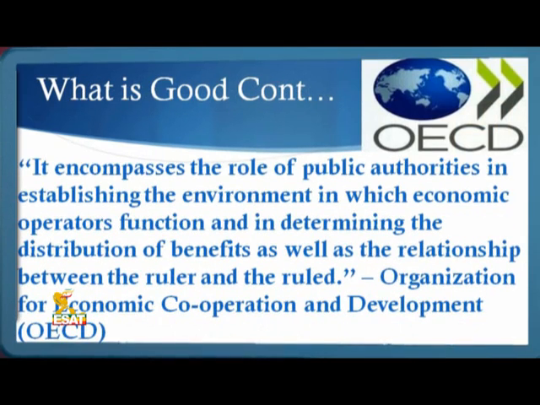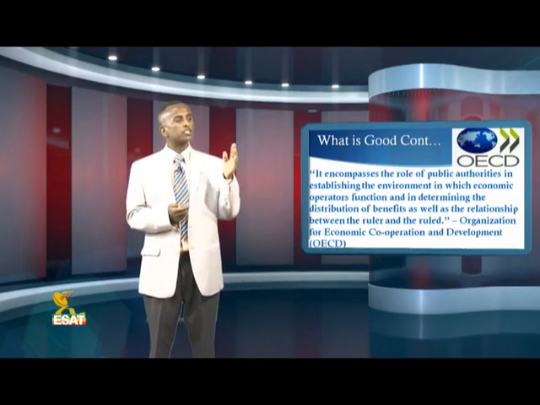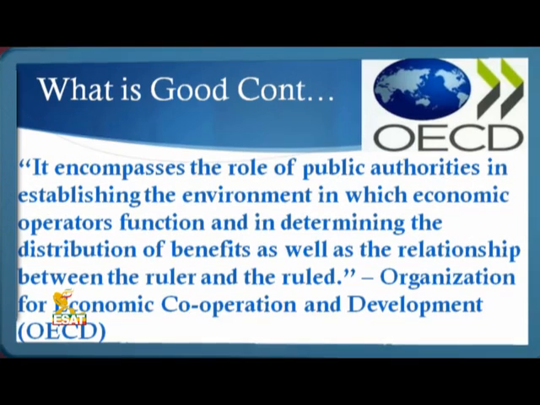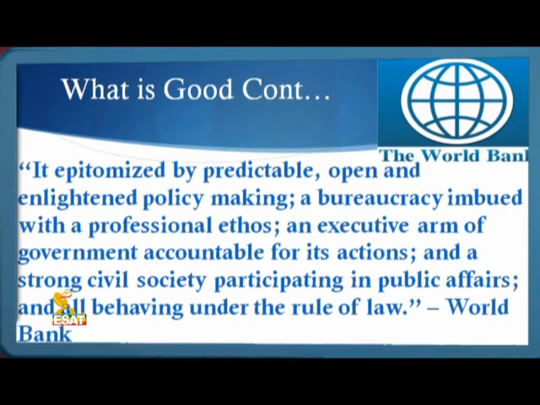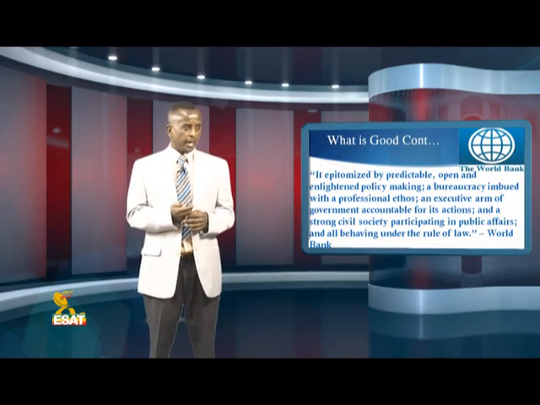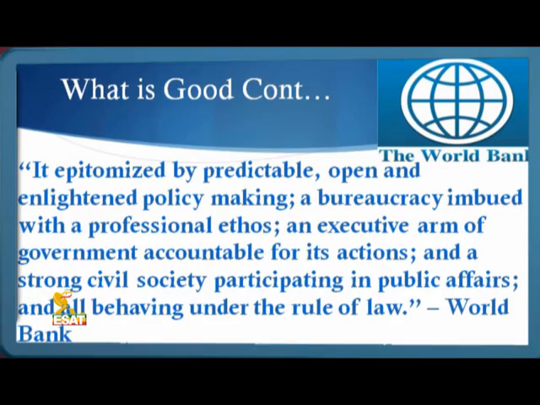Organization for Economic Cooperation and Development also said that good governance encompasses the role of public authorities in establishing the environment in which economic operators function and in determining the distribution of benefits as well as the relationship between the ruler and the ruled. The World Bank said that good governance is epitomized by predictable, open and enlightened policy making, a bureaucracy imbued with a professional ethos, an executive arm of government accountable for its actions, and a strong civil society participating in public affairs, and all behaving under the rule of law.